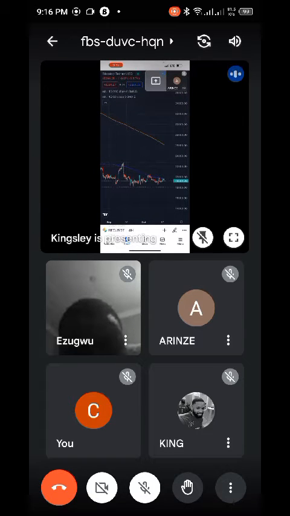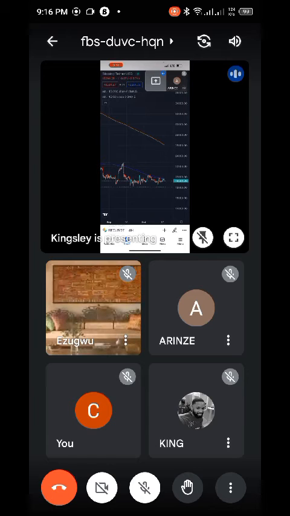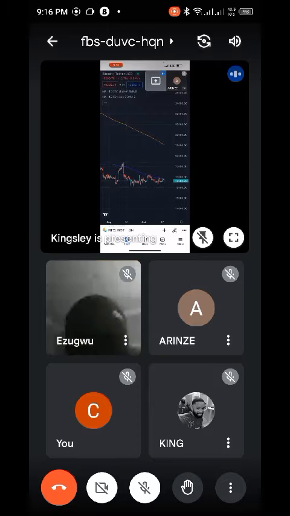numbers from 0 to 100. Now, 50 is the middle line. You know that 50 is the middle between 100 and 0. So we have that 50 as the middle point or the neutral point. Now we have 70 as the overbought region and 30 as the oversold region.